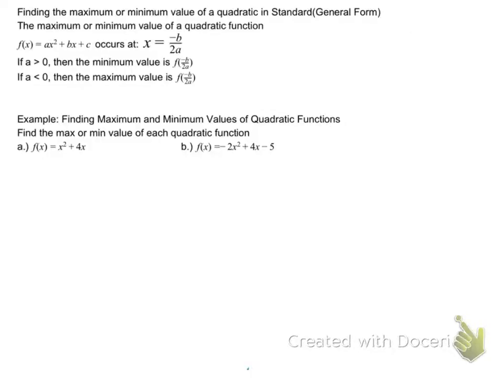This is pre-calc 2.7 day 2. We're going to start off with method 2 of maximizing or minimizing quadratics, aka parabolas. So what we're going to do on this one is that it gives you the quadratic in standard form, which the book calls general form, if you remember that from yesterday, ax squared plus bx plus c.